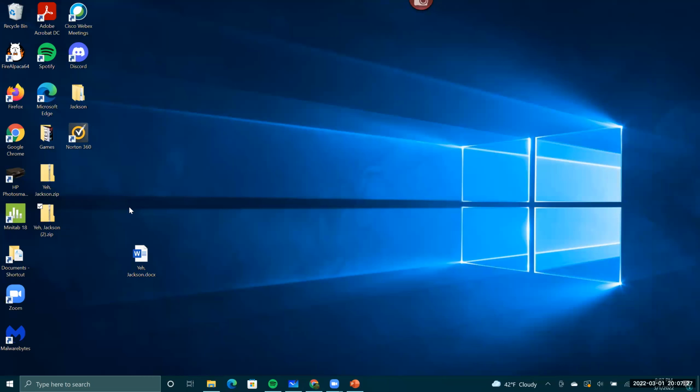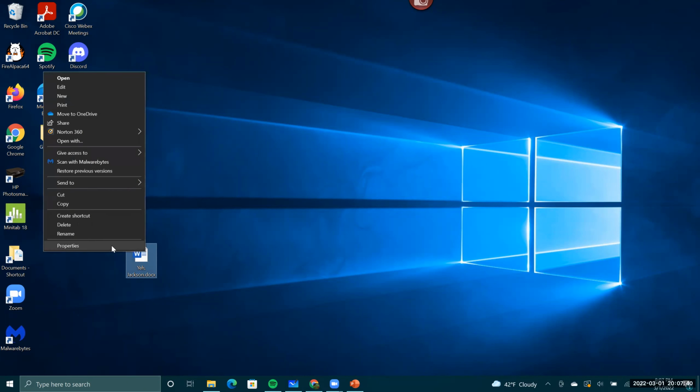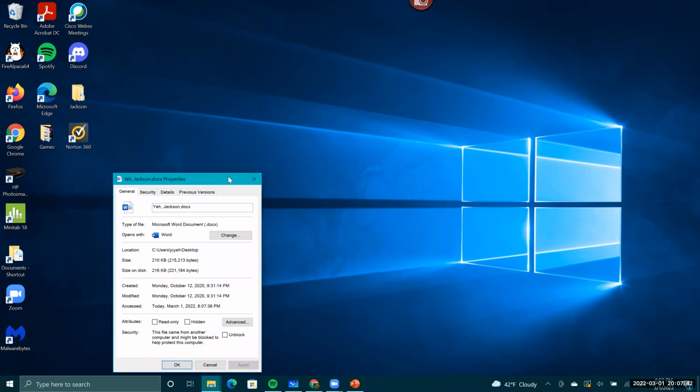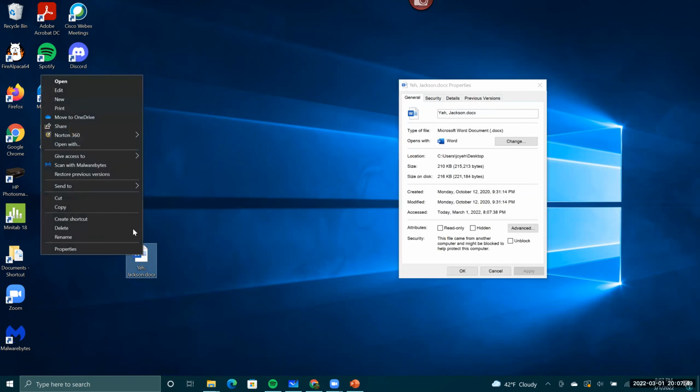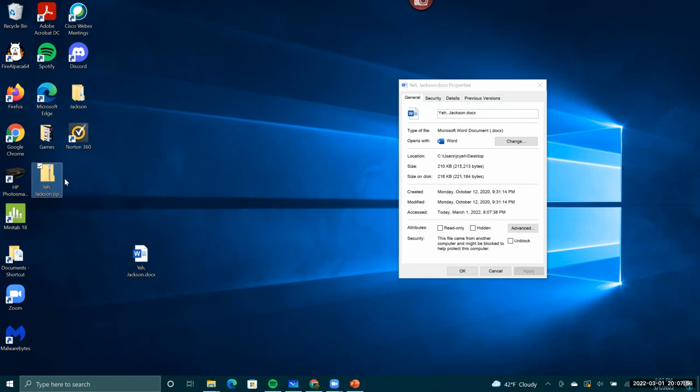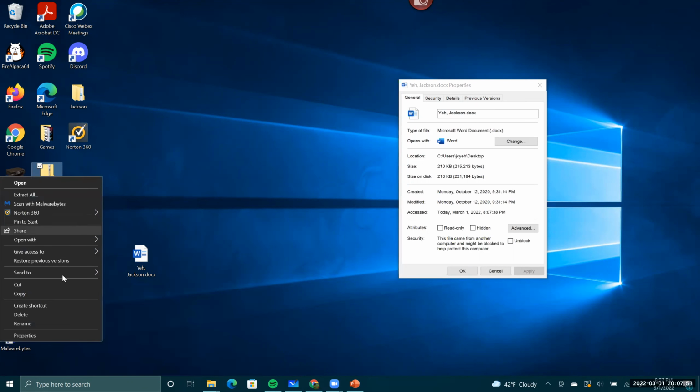Okay, so I have this file here. I'm gonna delete these two that I did earlier. Okay, so I have this Word document. Let's look at the properties of this file. It's 215,000 bytes, right? So I'm going to send to compressed folder. I'm going to zip the file. Okay, so this is not a document that I created. Let's take a look at it.